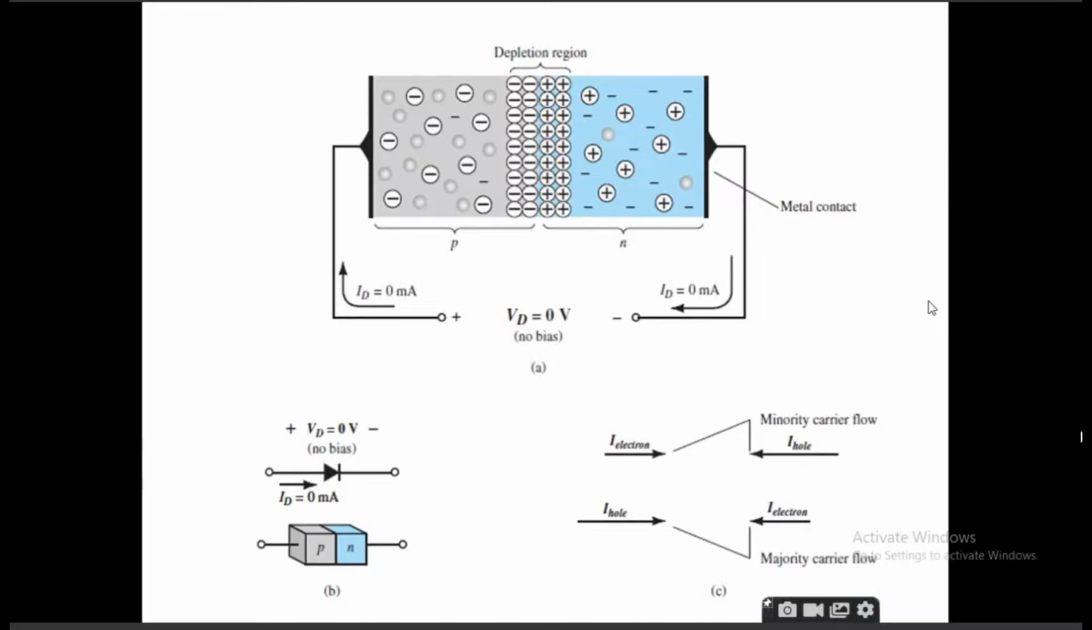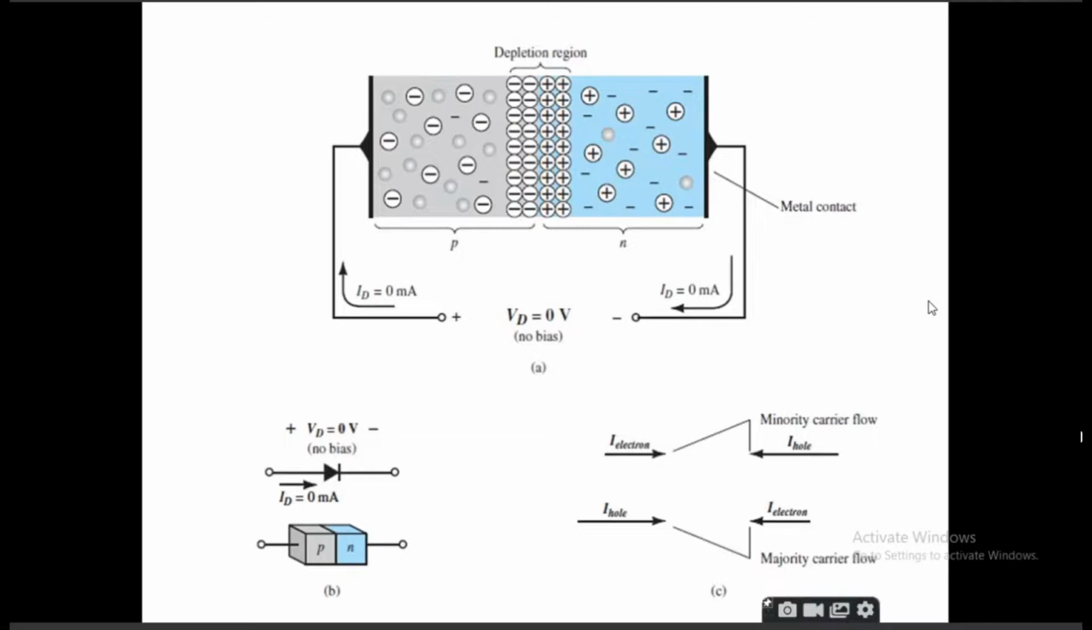First of all, there is a figure A in which you can see two regions. One is called the P region, the other is called the N region. And then you can see there are certain minus signs on the P side, circles with a minus sign, and there are positive signs on the N side.